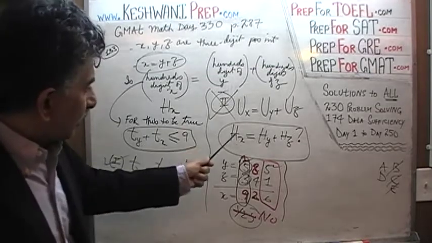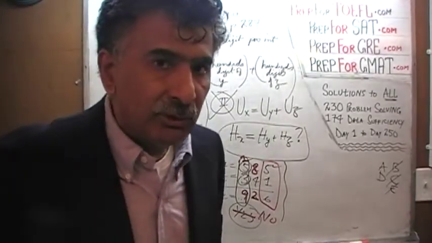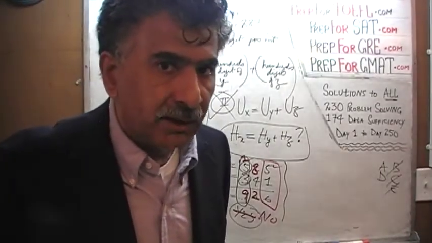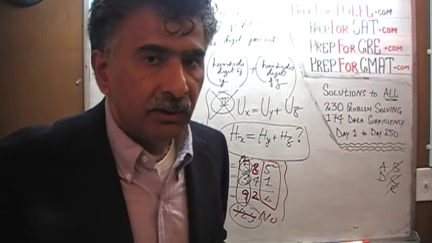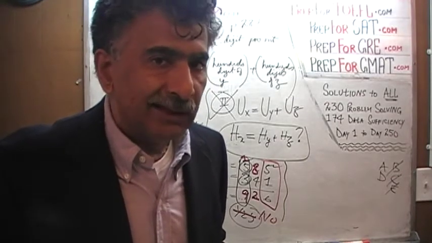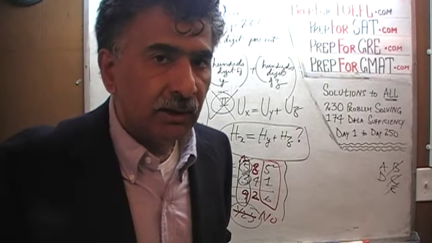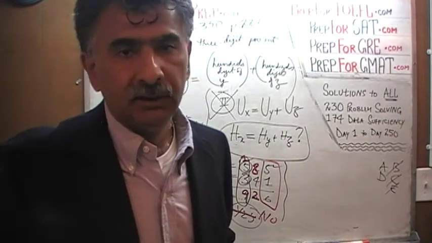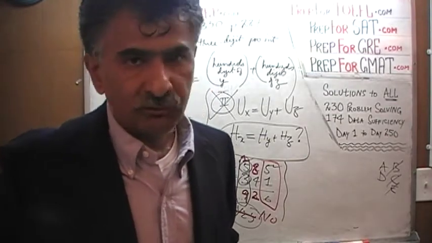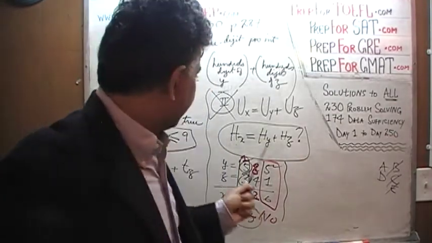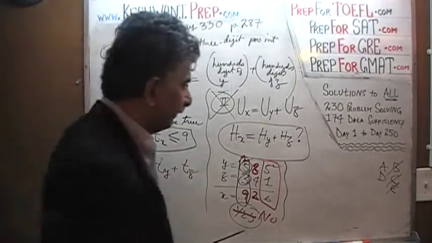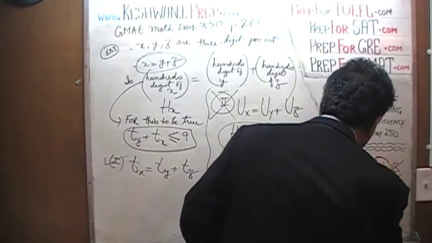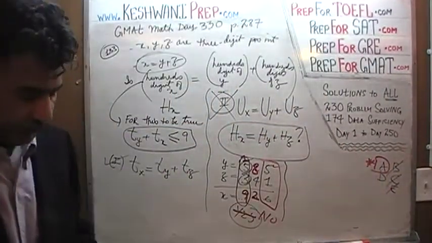So whether or not the 100 digit of X will equal the sum of the 100 digit of Y and the 100 digit of Z, one more time, depends on what happens to the 10 digit, depends on whether or not the sum of the 10 digits of Y and Z is equal to or less than 9. The unit digit plays no role whatsoever. Do you understand? Second statement is no good. The answer is A. Second statement plays no role.